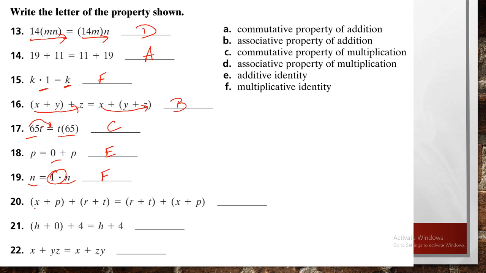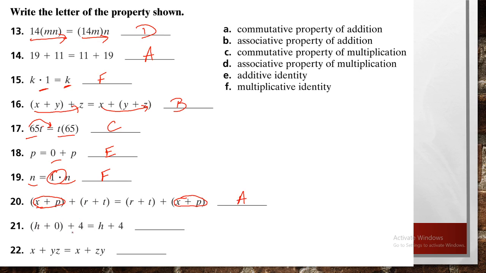Okay, now this one's a little tricky. See that X plus P? See how we start the problem with X plus P? And then over here we end the problem with X plus P? So it's not actually the parentheses that's moving, it's part of the expression that's moving. So that is the commutative property of addition. Okay, not every time you see parentheses is it going to be associative.